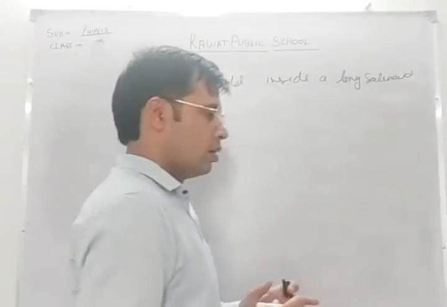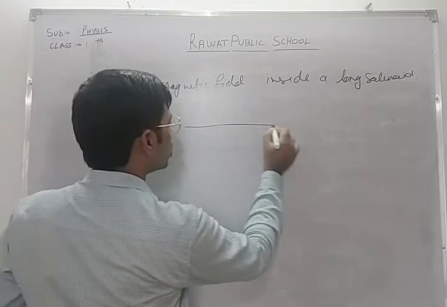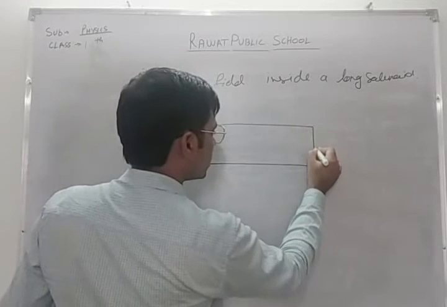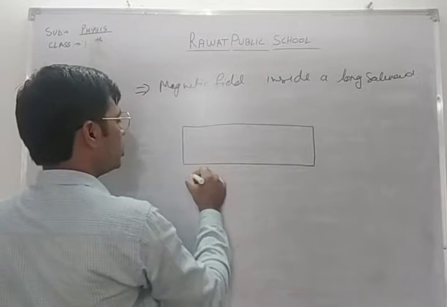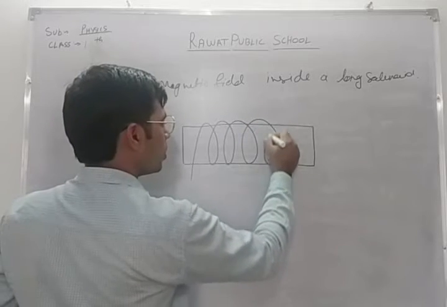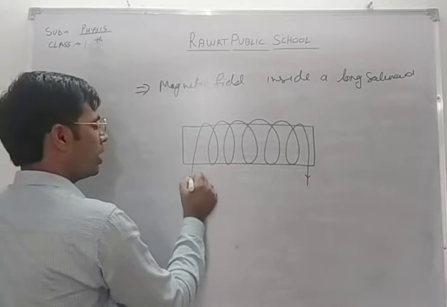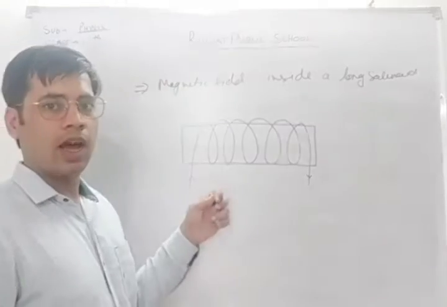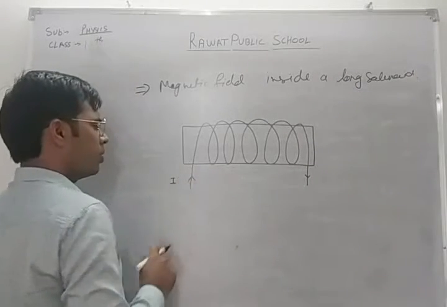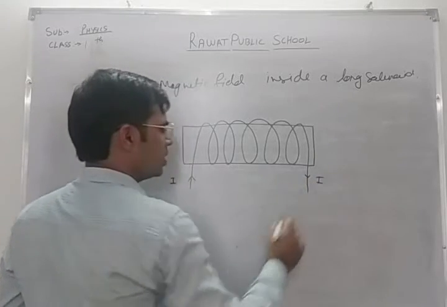Now, for this topic, let us understand what is a solenoid. A solenoid is simply a cylindrical tube on which copper wires are wound. So this is a solenoid. Okay. Now in these copper wires, an electric current is flowing. Let's suppose that electric current is I. This is entering from this side and it is leaving from this side.